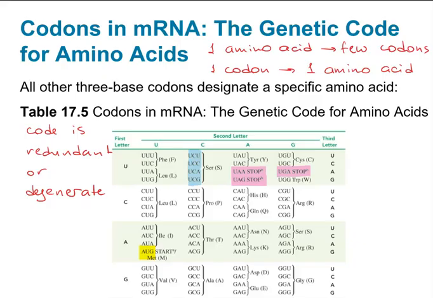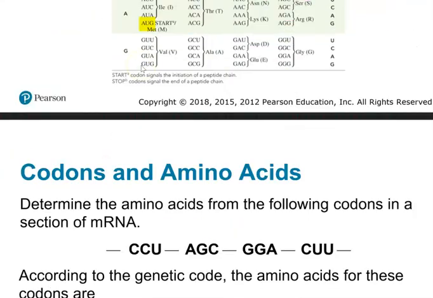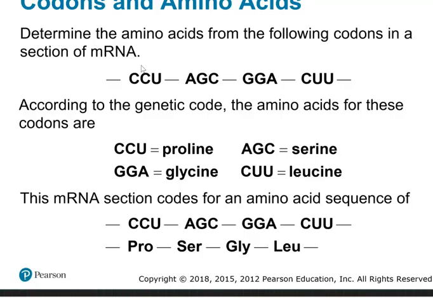UUU will always encode phenylalanine. Okay? CUC will always encode leucine. So this just shows you, basically, can you find combinations of 3 letters in the table? I believe you can. Okay? So it just shows you that if CCU is the codon for amino acid proline, proline will be inserted into the polypeptide chain, and so on and so forth. Will you be able to do that?